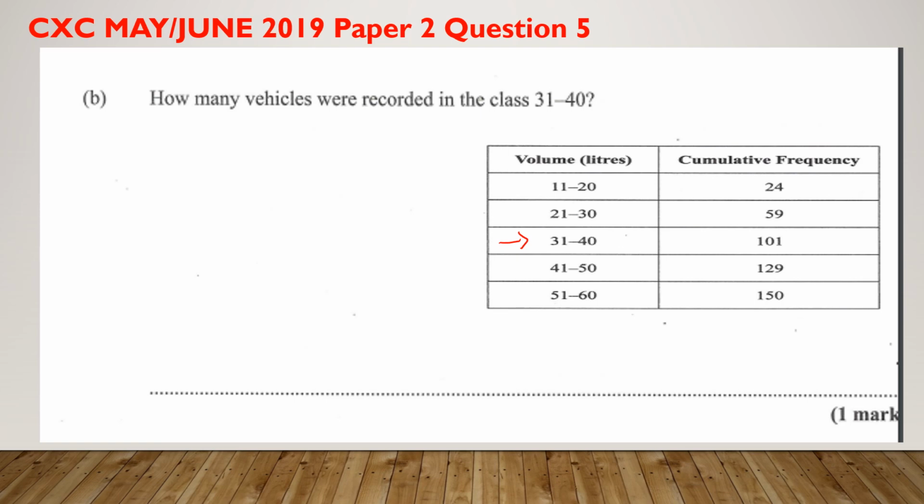So for us to record the number of vehicles, we can't just write 101, we have to subtract. So the number of vehicles would be 101 subtract 59, and that is 42.